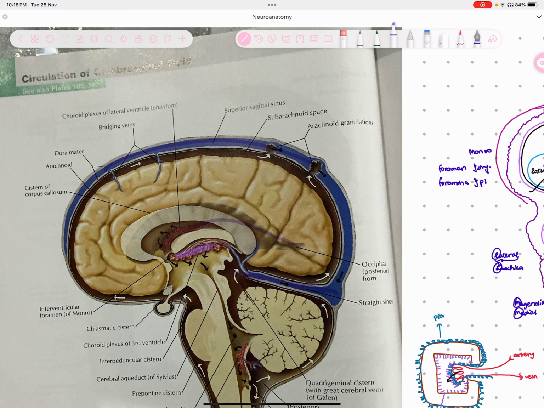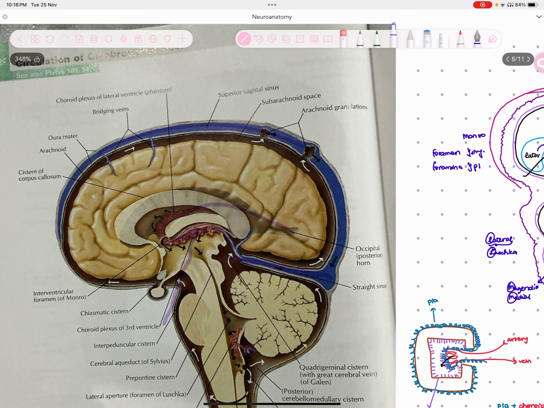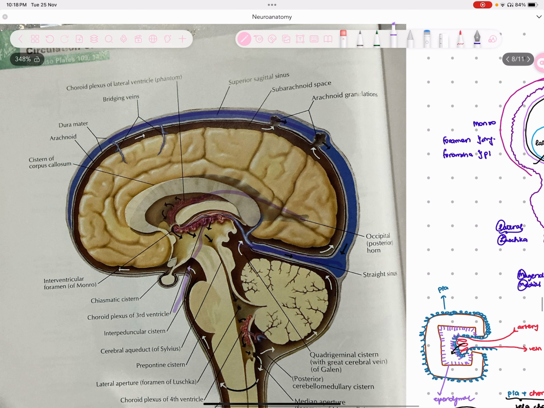These are the choroid plexus that I can already tell. And what is the choroid plexus of the third ventricle? Okay, cool. And then the interventricular foramen of Monro. And is this something that we need to know? Everything. Yeah, there are two very important things that you need to know.